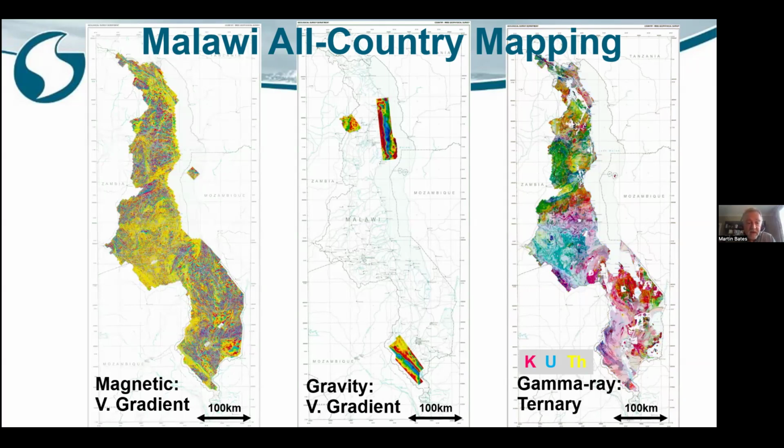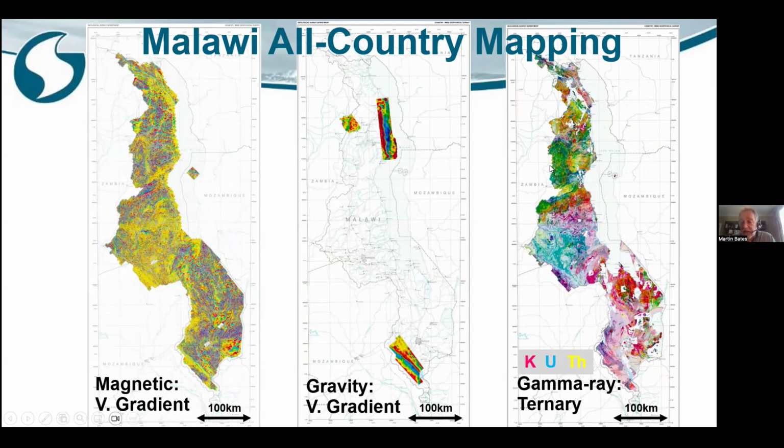Here we have magnetic gradient. This is actually a gradiometer survey, so we've got magnetic gradient there. We've got gravity gradient, which we didn't measure, we just derived it. You can calculate these things from the data you've got. You can either measure gradient or you can calculate it based on potential field theory.